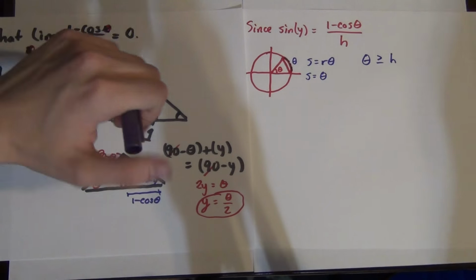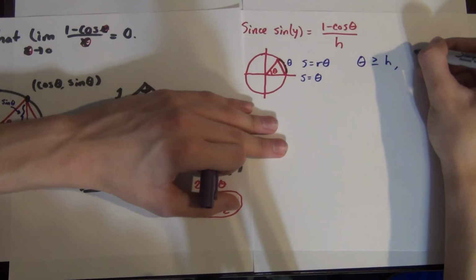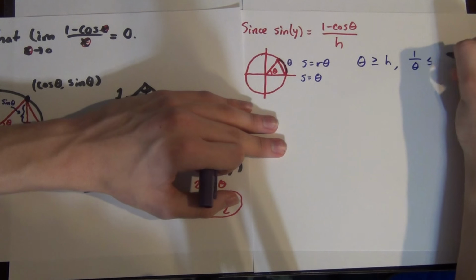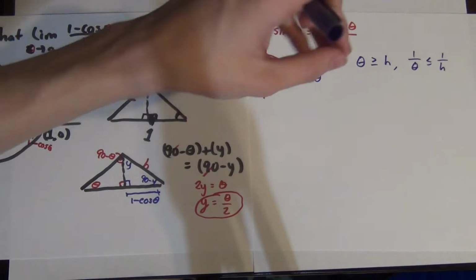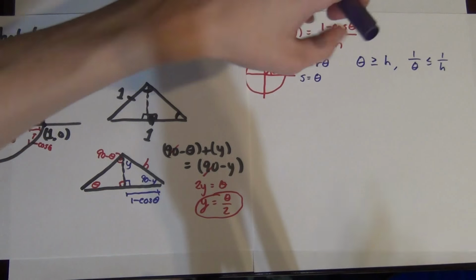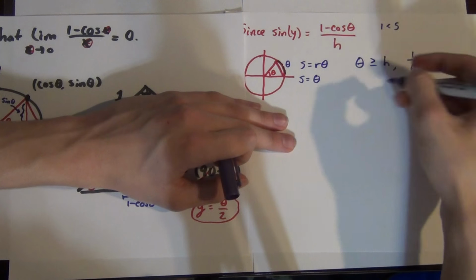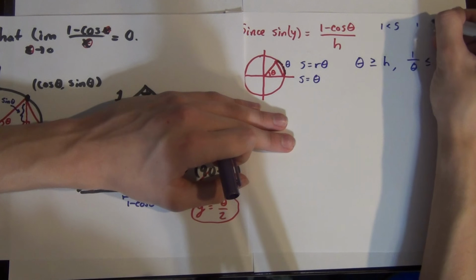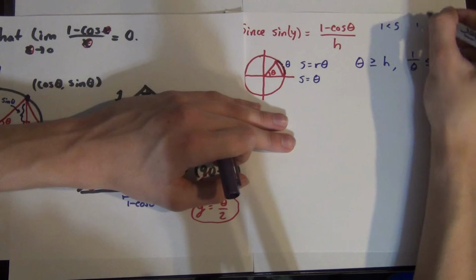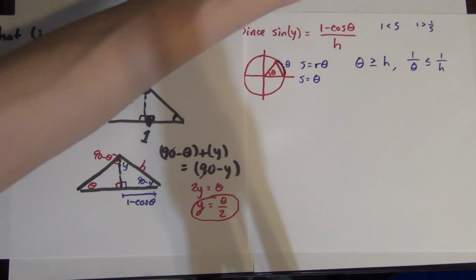And since I know that, 1 divided by theta is less than or equal to 1 over h. Whenever you flip two sides of an inequality, you always have to flip the sign, right? If I had something like 1 is less than 5, and I flip these guys to be 1 and 1/5, well, you'd obviously have to flip the sign so that 1 is greater than 1/5.